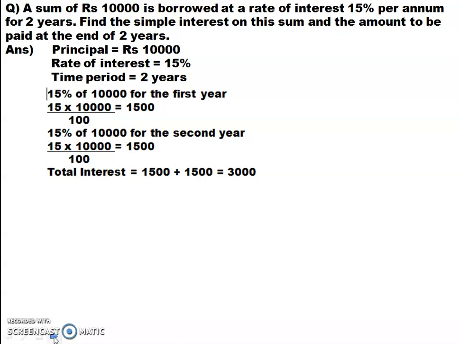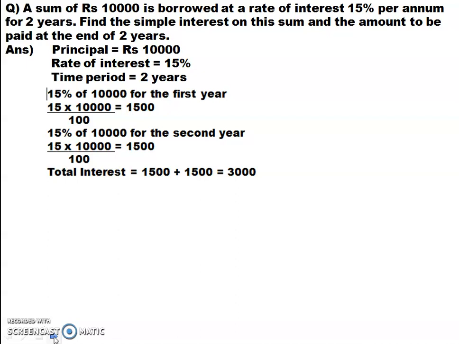Yesterday we discussed simple interest. This is a question which we discussed yesterday. A sum of rupees 10,000 is borrowed at a rate of interest 15% per annum for 2 years. Find the simple interest on this sum and the amount to be paid at the end of 2 years. This question with appropriate figures I showed you yesterday.